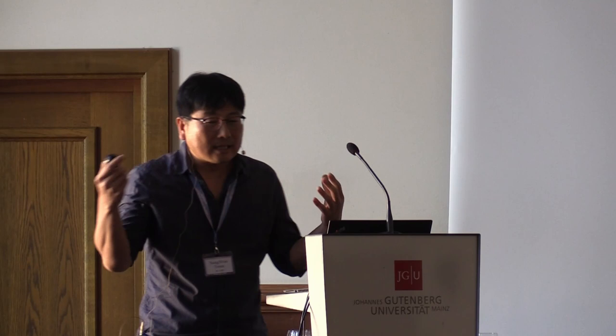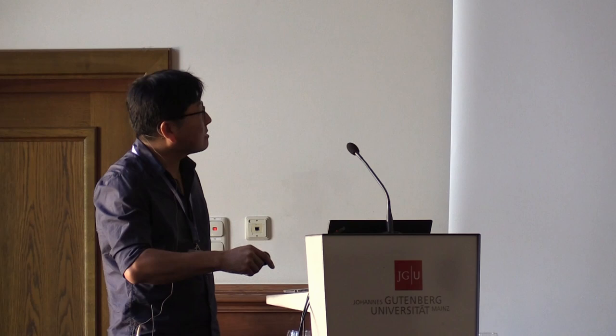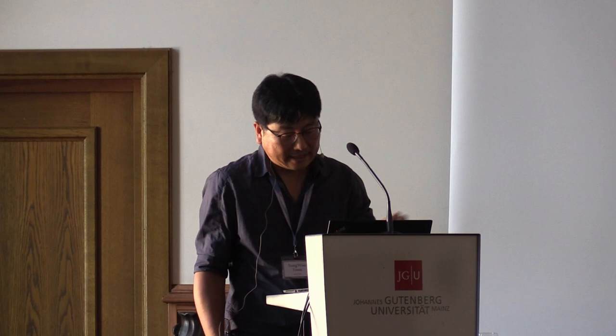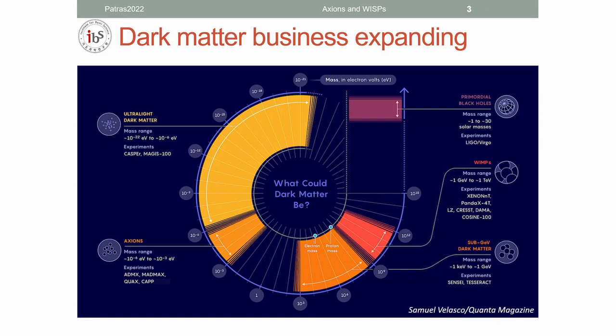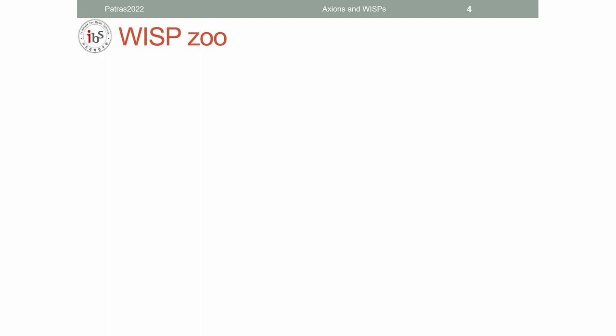the parameter space we have to cover is humongous, but there are many ideas and many efforts going on. So the future will be very bright. My talk particularly focuses on this area. We call this the WISP area. There are many different kinds of particles in WISPs too. So let me start with the axion.